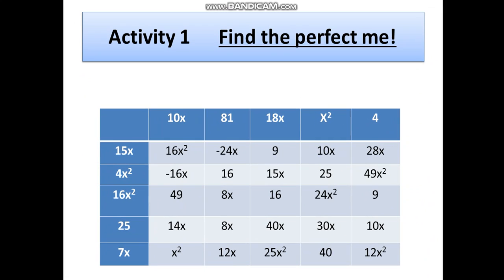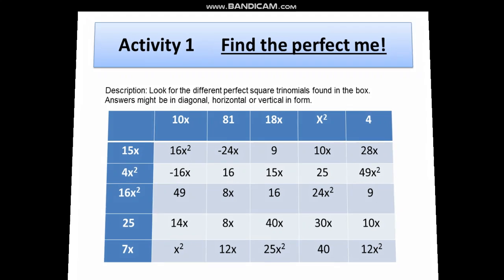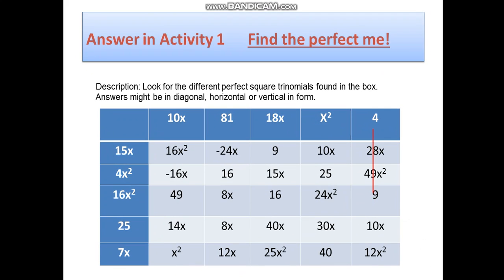Activity 1. Let us look for the different perfect square trinomials found in the box. Answers might be in diagonal, horizontal, or vertical form. You can pause the video to answer this activity. And these are the answers. Also, you can pause the video to check your answers.